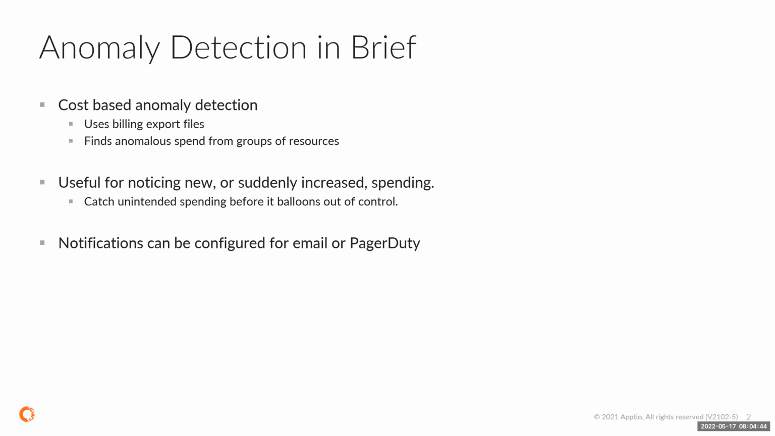Of course, this is useful because we can notice new or increased spending. If some new thing got turned on, we can catch unintended spending before it balloons. It gives us the opportunity to ask, does this look right, before it gets crazy. An anomaly is not something where we need to panic immediately. It's something where we just need to investigate and find out if it's correct.